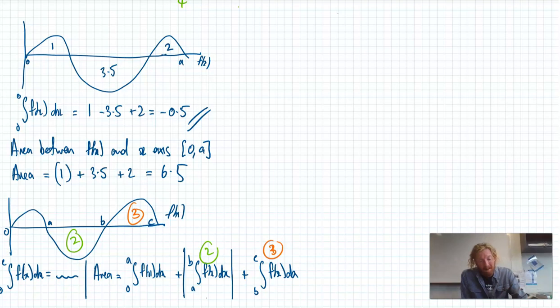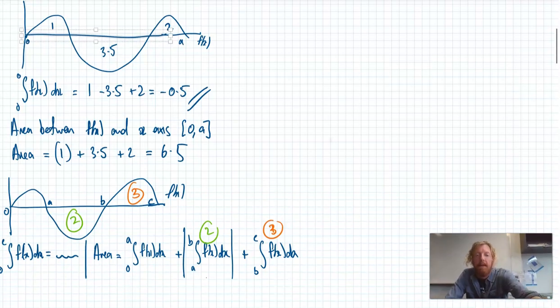Okay, and technically, if you want to be super safe, we can absolute value all of those, but I think we only really need to for that negative guy. So we can get onto some examples now.